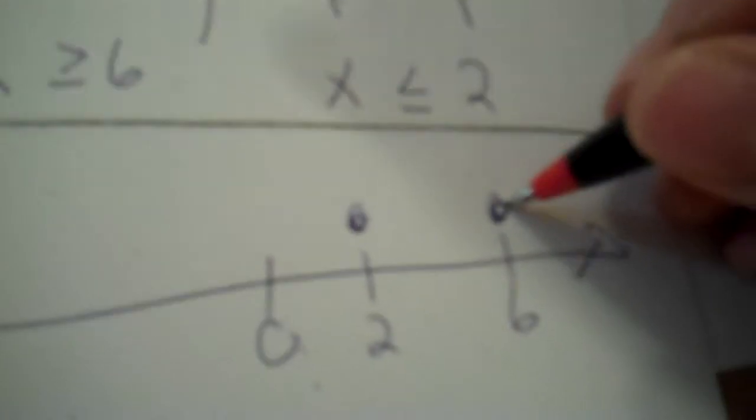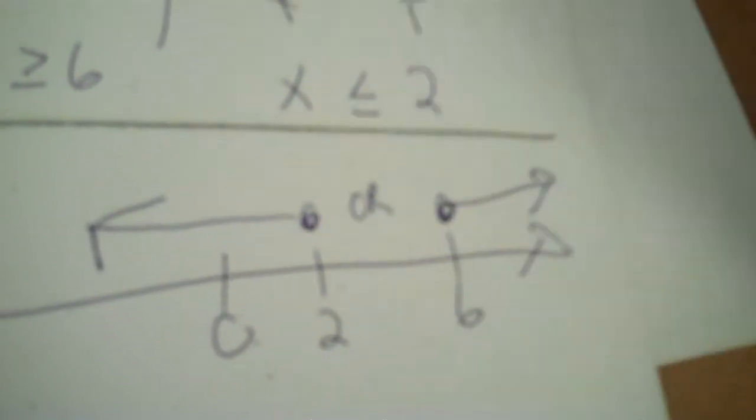So on your number line, you're going to have 6, and you're going to have 2. Okay, x is on 6, x is on 2. So, or, then you just copy your answers on an or.